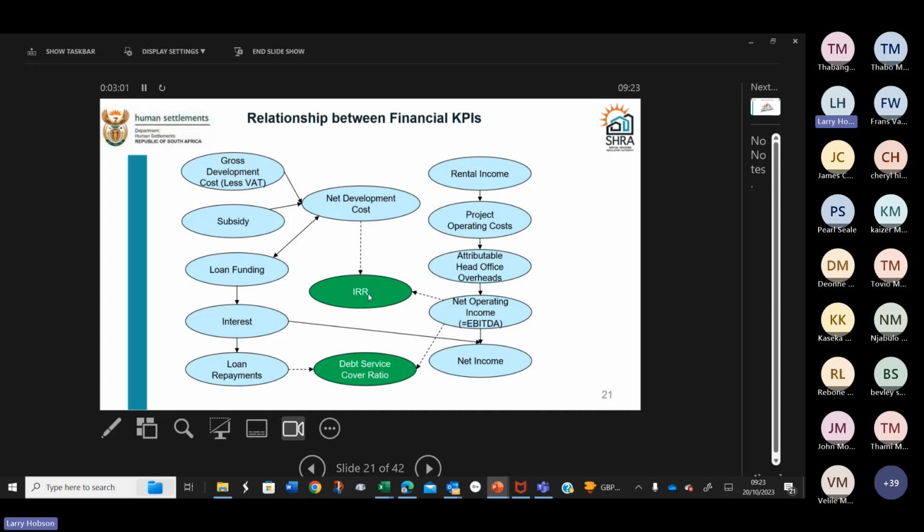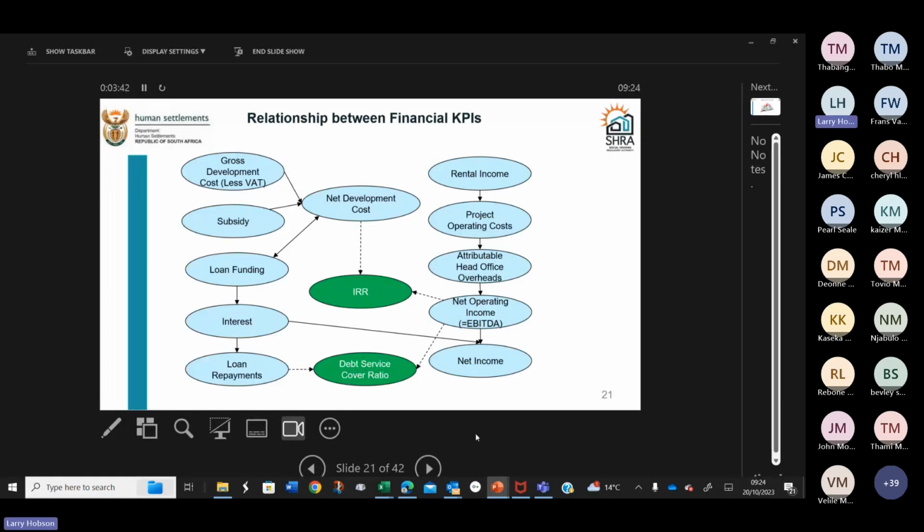That's the one that needs to be prime plus 4.5%. It needs to be more than 15.25% internal rate of return. But the other measure that we look at is the debt service cover ratio. You'll see here that through our operations, we have generated net operating income in cash, and that's got to fund our loan repayments. So those two factors go into our debt service cover ratio, and that has to be more than 1.3.